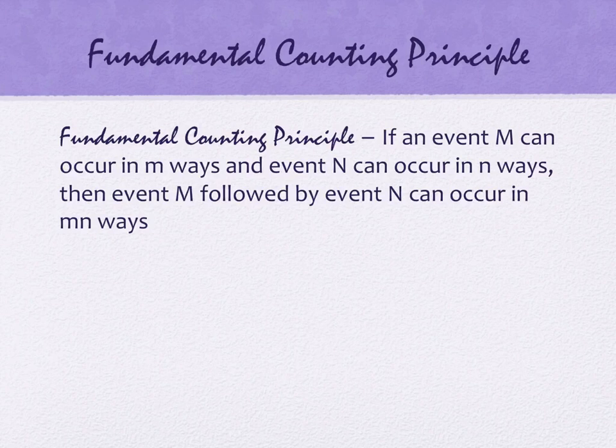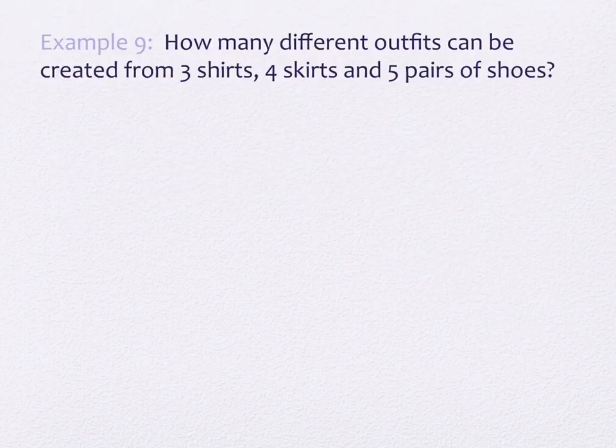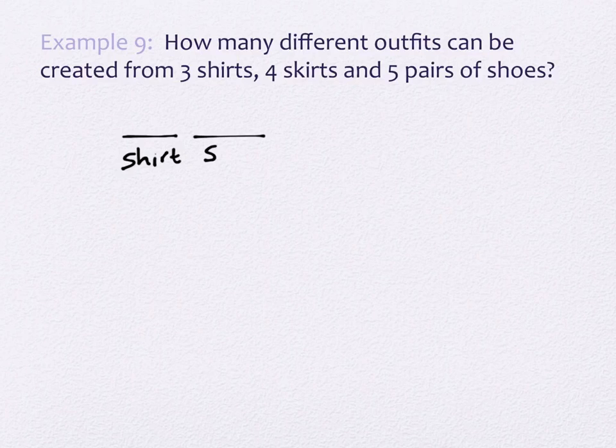It's a really complicated way of doing something very simple. We're going to do the next example, and you'll see it used, and then I'll show you where I used it before. How many different outfits could be created from 3 shirts, 4 skirts, and 5 pairs of shoes? There are 3 events here. My events are the shirt that I'm wearing, the skirt that I'm wearing, the shoes that I'm wearing.